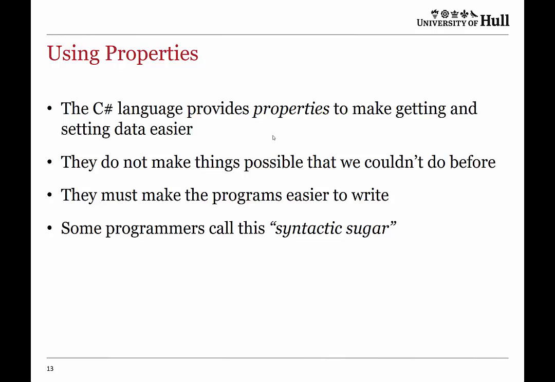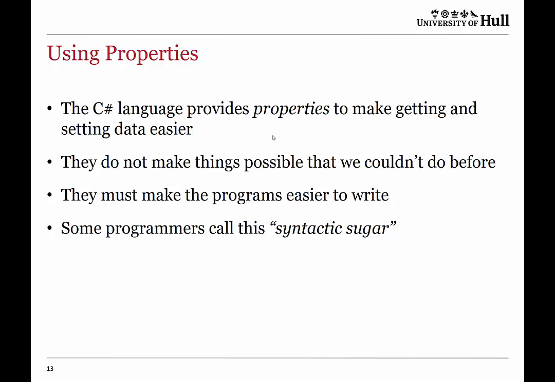But C# has a much nicer way of doing it. I think Java has copied now, although I may be wrong on that. And these things are called properties. They don't do anything you can't already do, but they're really rather nice. And some programmers call this syntactic sugar. It's just a sort of a nice thing to have.